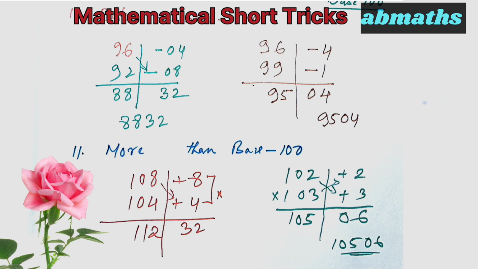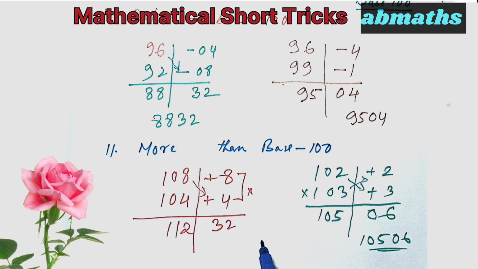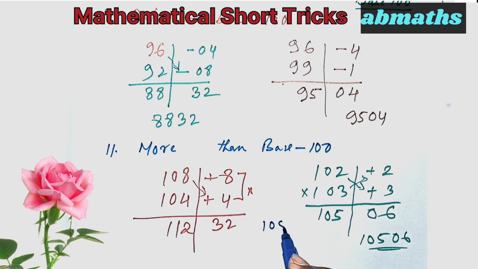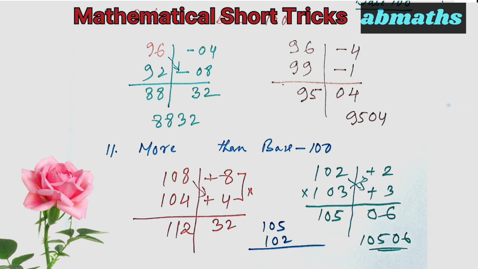This is a short trick where we multiply. You can check another example or you can give me the answer in the comment. It's very simple. Take 105 multiplied with 102. You can give the answer in the comment section.